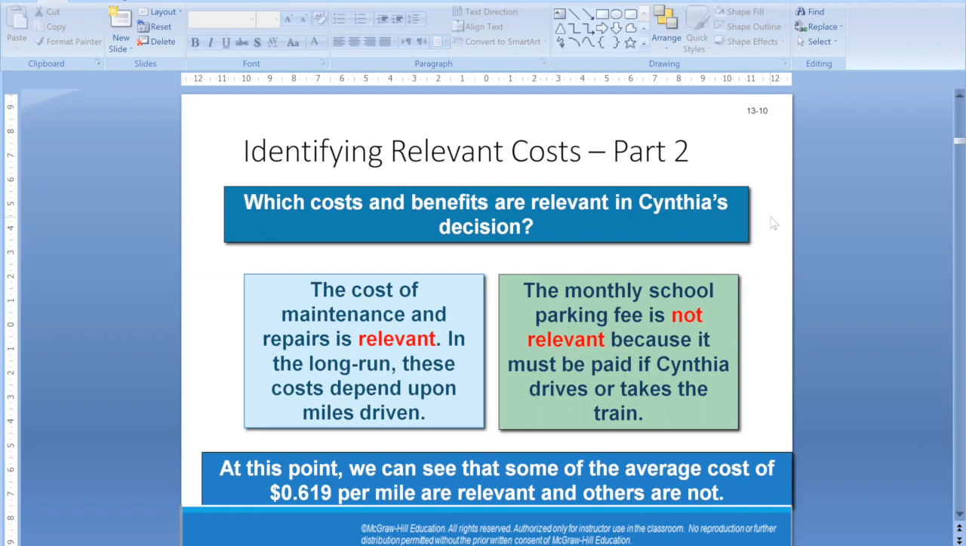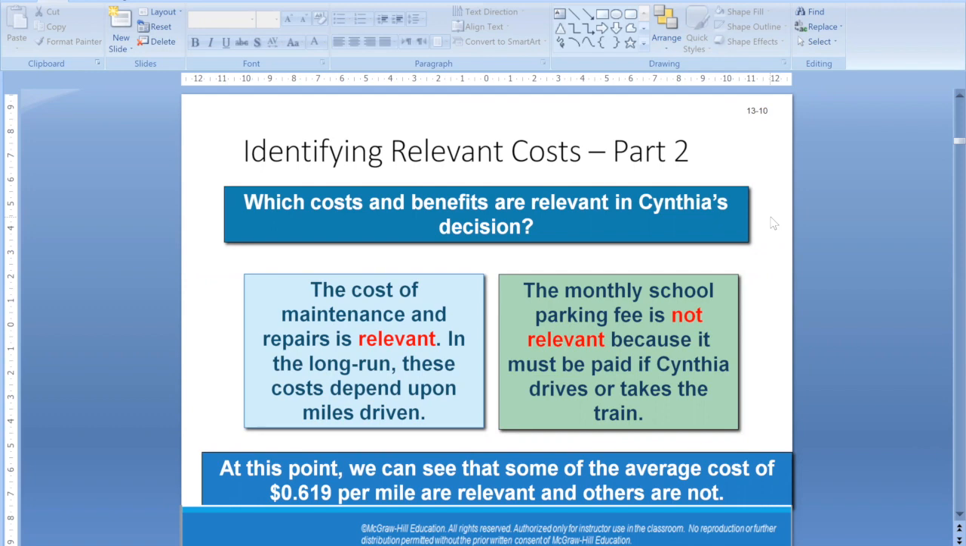I'm paying the monthly school parking. Either I take the train or I drive my car to another city. So the monthly school parking fees are irrelevant, because they must be paid whether Cynthia, the student, drives or takes the train. I'm already paying the parking fees for my school whether I drive or don't use my car.